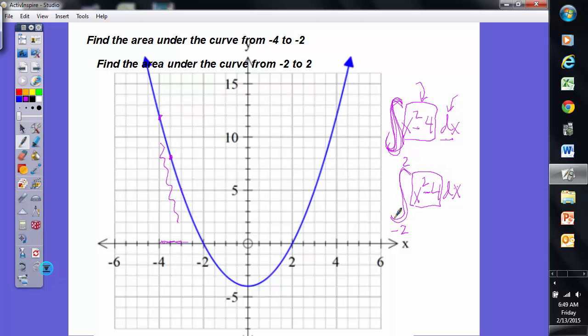This symbol is called an integral. These numbers are called your limits of integration. Your bottom limit of integration is -2, your top limit of integration is 2, and you're just going to evaluate the function between those 2 points. But the really important thing to understand is that when the curve is under the x-axis, the area is negative because the y value is negative. So the height of each infinitely small rectangle is going to be negative.